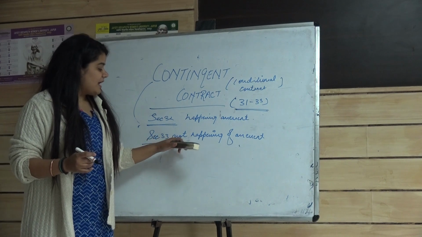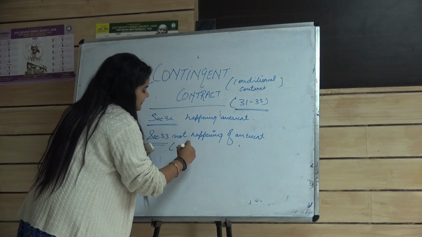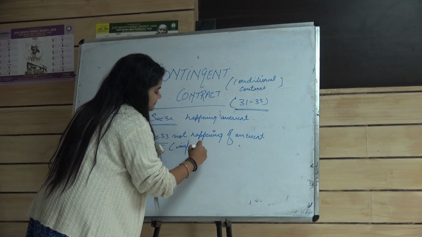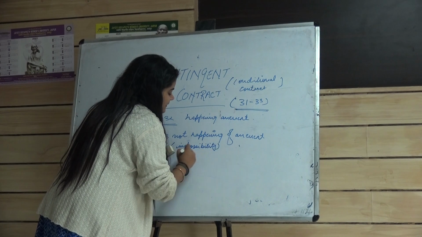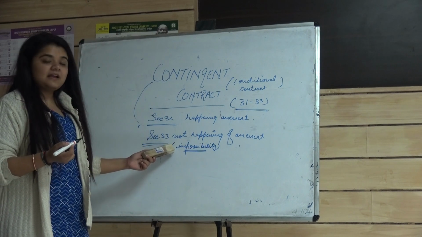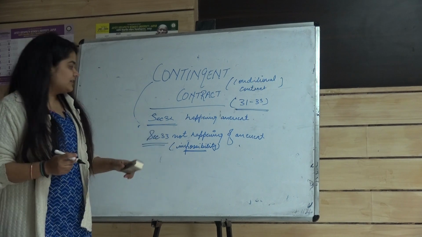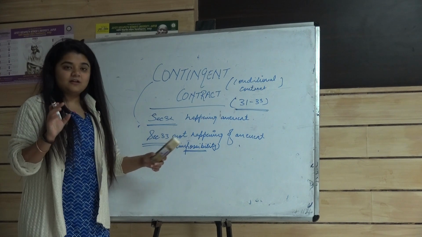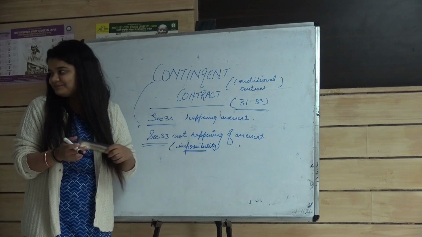So here the not happening of an event is judged by the impossibility of that event. Okay, so it is said that if an event is deemed impossible, that is the not happening of that event. So when an event is impossible, we can get this contract enforced.